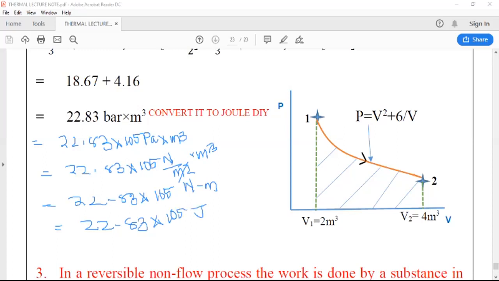If you have to convert into kilojoule, then what do you have to do? 1 kilojoule is equal to 10 to the power 3 joule. So 1 joule is equal to 1 by 10 to the power 3 kilojoule. So this much joule is equal to 10 to the power 5 divided by 10 to the power 3. So the answer we got is 22.83 into 10 to the power 2 kilojoule. This much is the answer we got, that is the work done by the system.